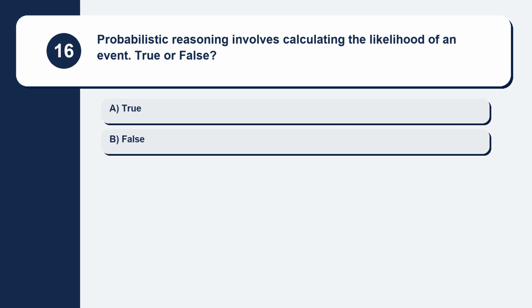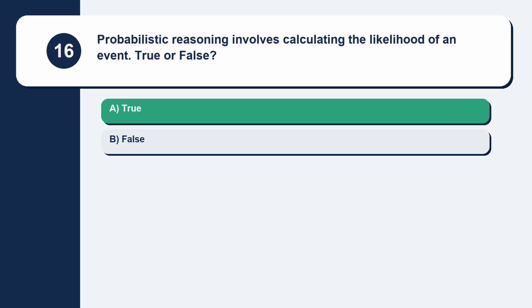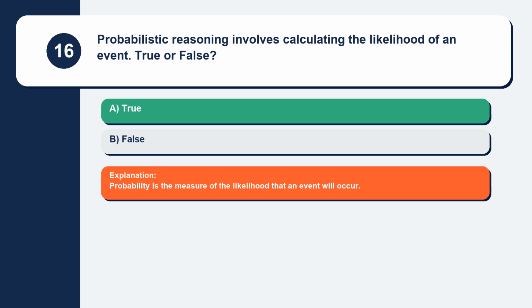Question 16. Probabilistic reasoning involves calculating the likelihood of an event. True or false? True. False. Probability is the measure of the likelihood that an event will occur.